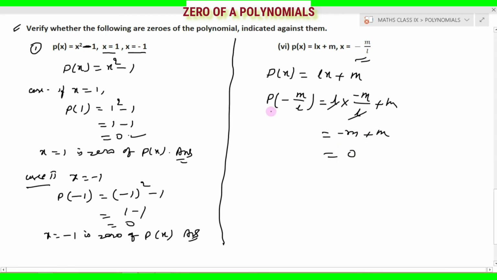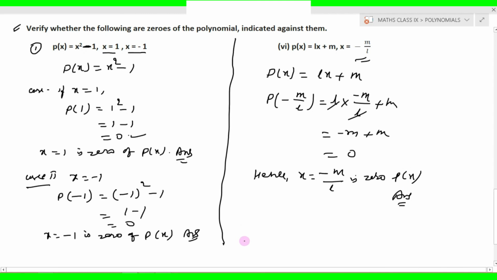So here we got this value equal to 0, means on substituting this value for x we got 0, hence we can say finally that x equal to minus m by l is 0 of the given polynomial p(x). So this is your answer. Okay, I hope you understood. Thank you.